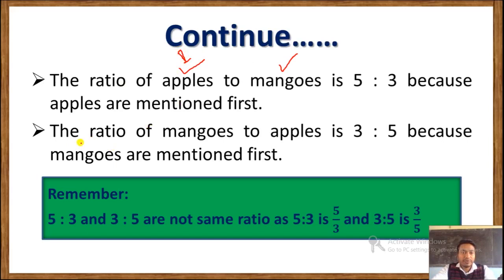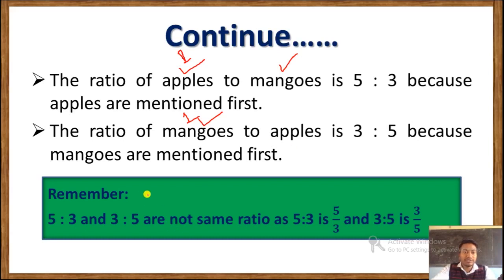Then we'll write mangoes because apple is mentioned first. Understood? The same way, the ratio of mangoes to apples is 3:5. Why? Because mangoes are mentioned first. So according to the question, you have to write the answer.